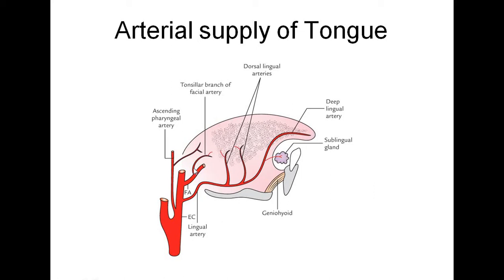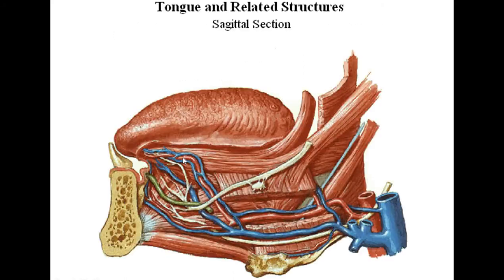Other arteries which supply the tongue are the tonsillar branch of the facial artery and the ascending pharyngeal artery. So these are the three arteries. Main is the lingual artery, then the tonsillar branch of the facial artery, and third is the ascending pharyngeal artery.